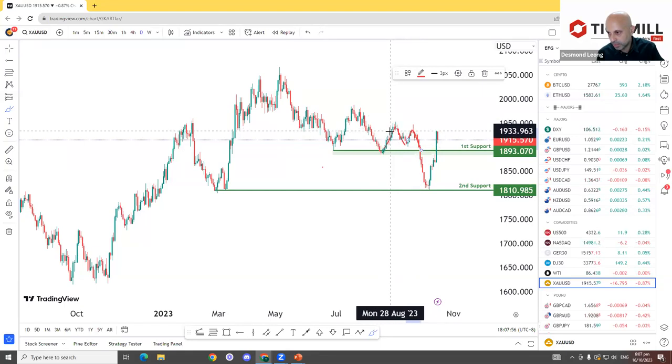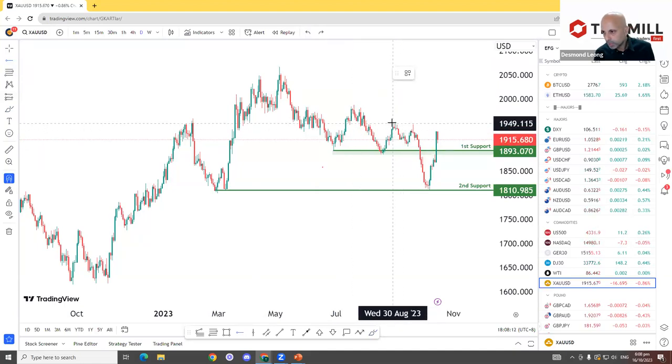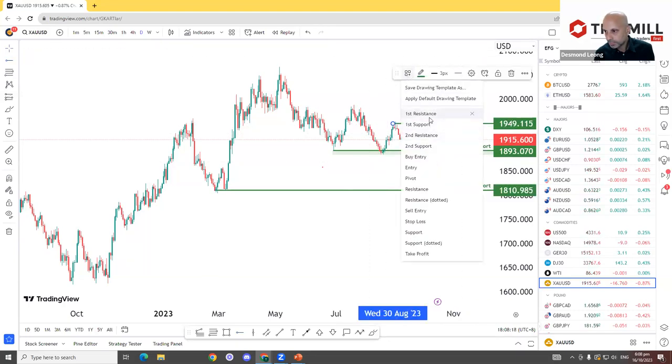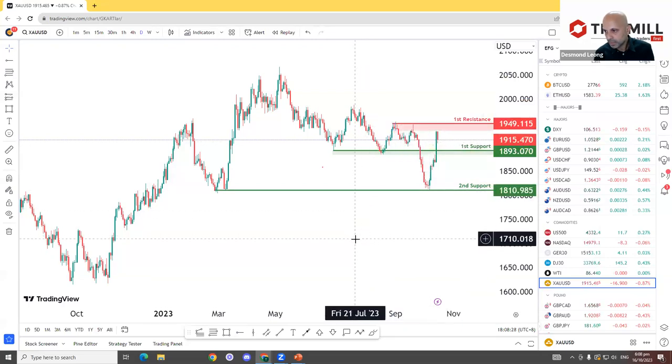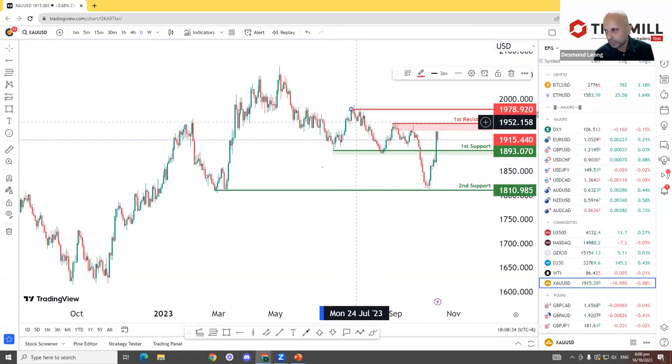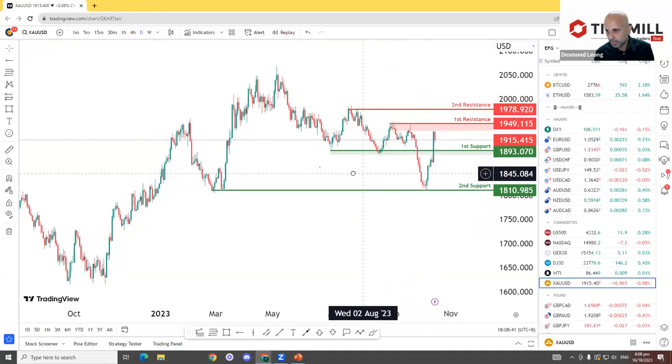So this zone here, around 1930 all the way to about 1950, does look like a pretty significant resistance zone for gold, right? So in terms of first resistance, we can probably set this level here. And as I mentioned, probably identify it as a zone rather than an absolute resistance level, right? Similarly, the second resistance level for gold prices would be the swing high here that took place on 19th of July, which is about 1978, right?